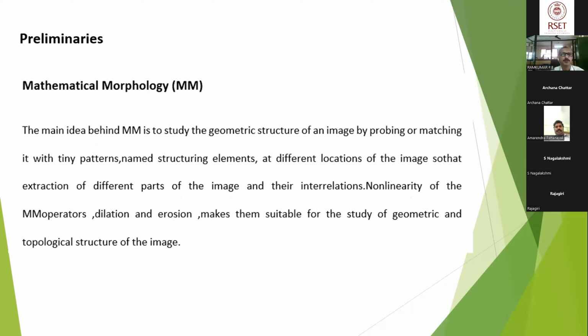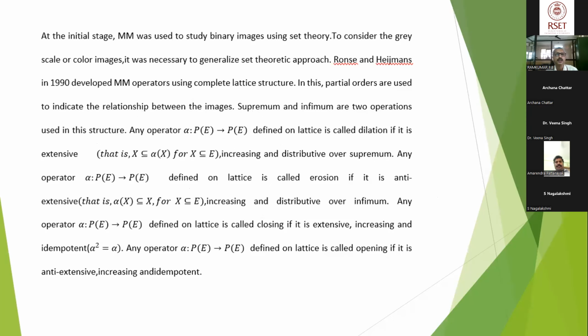Preliminaries. Mathematical morphology. The main idea behind mathematical morphology is to study geometric structures of an image by probing or matching it with tiny patterns, named structuring elements, at different locations of the image, so that different parts of the image and their interrelations can be extracted. The non-linearity of mathematical morphology, dilation and erosion, makes them suitable for the study of geometric and topological structure of an image. At the initial stage, mathematical morphology was used to study binary images using set theory.